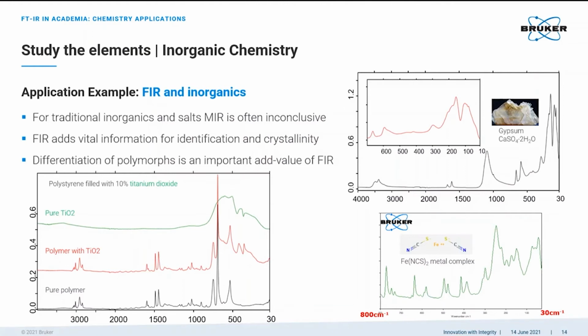Furthermore, far infrared is extremely helpful for differentiation of polymorphs, meaning the same chemical compounds with fully identical mid-infrared spectrum but, due to different crystalline forms, featuring different far infrared spectra. Only in the far infrared region can the polymorphs be distinguished from each other.